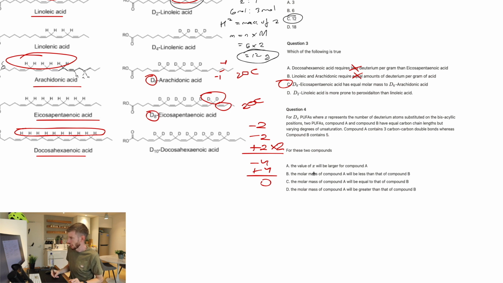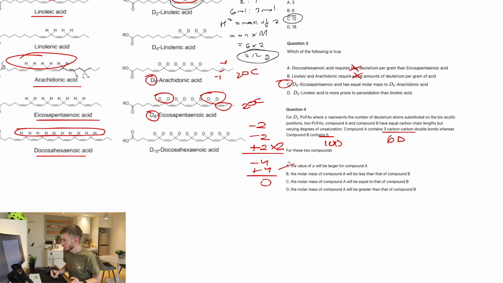So first of all, the value of X will be larger for compound A. No, because compound A had 3 carbon-carbon double bonds, and if we look at the patterns in everything we're given, for every double bond added, there was another 2 deuteriums. And so compound A has fewer double bonds, and so therefore it'll have 6 deuteriums, right, for 3 carbon double bonds. This one would have 5 double bonds, therefore 10 deuteriums. So first of all, X will definitely be smaller for compound A.